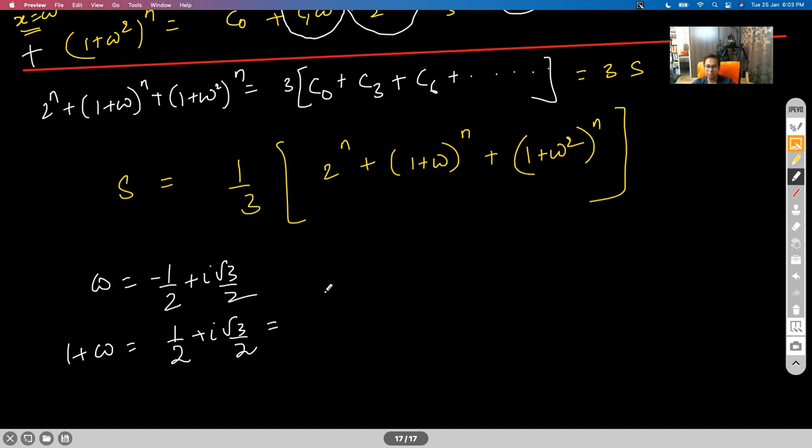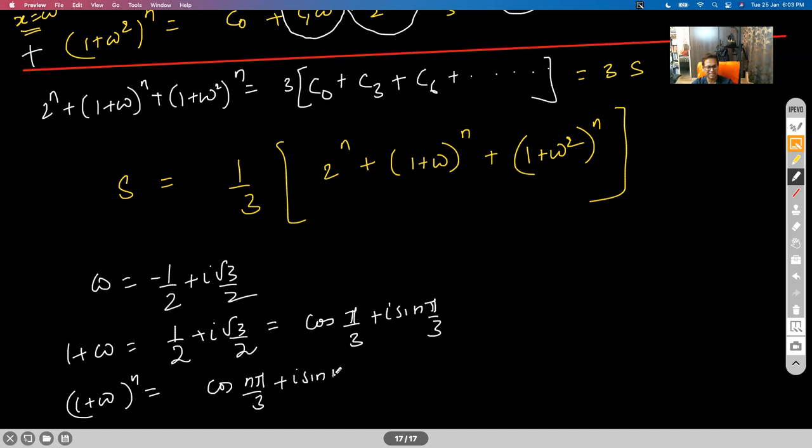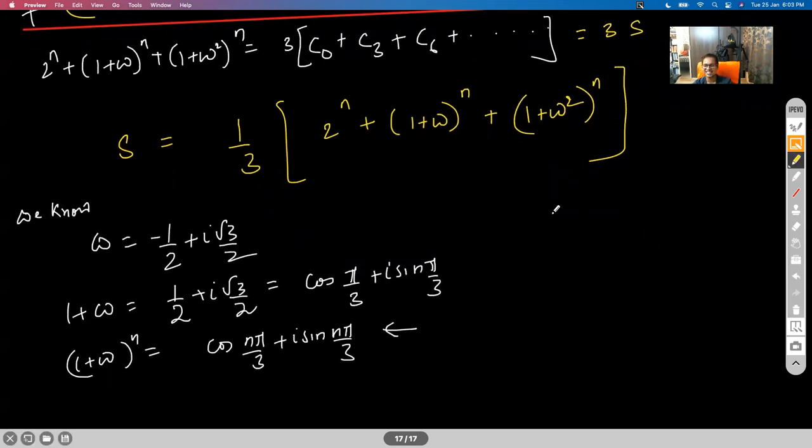As a complex number in polar form, can I write it as cos pi by 3 plus i sine pi by 3, correct? So 1 plus omega to the power n, can I write it as cos n pi by 3 plus i sine n pi by 3? Anybody has any objection with this? Do let me know. No objection? If there is an objection, then objection overruled. Okay, next.